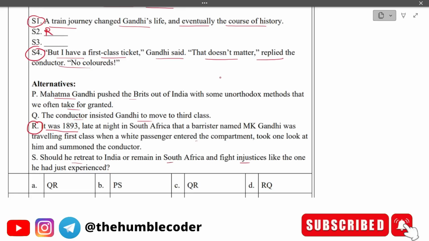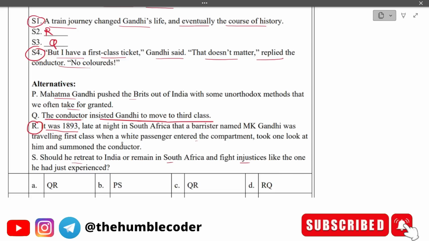That is why R will come in the first sentence, and then what will come in the third sentence will be Q. Okay, so Q, that is, the conductor insisted Gandhi to move to the third class. So Q basically is describing the immediate trigger of the dramatic exchange. Basically, see what is going on is in R, late night in South Africa, the barrister named M.K. Gandhi was traveling first class when a white passenger entered the compartment, took one look at him and summoned the conductor.